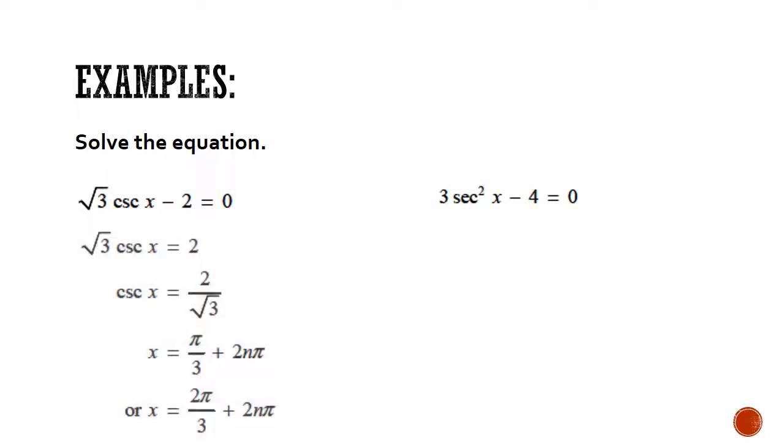Okay, so what we did was we added 2 to both sides and then divided by the square root of 3. So the cosecant of what is 2 over square root of 3? Well, that's pi over 3. Now, pi over 3 works, but if you add 2 pi to that, if you go all the way around the circle, you get another answer that works. And if you go around the circle again, you get another answer that works. We're going to say pi over 3 plus 2 pi n.